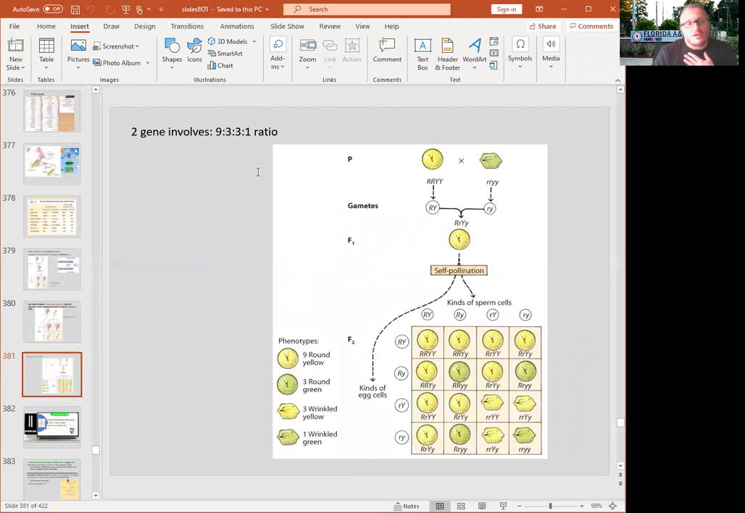carrier. Okay, so his 2-gene problems, like you see here, seed shape and seed color, give us in the F2 generation 16 possible offspring, and a 9:3:3:1 ratio.